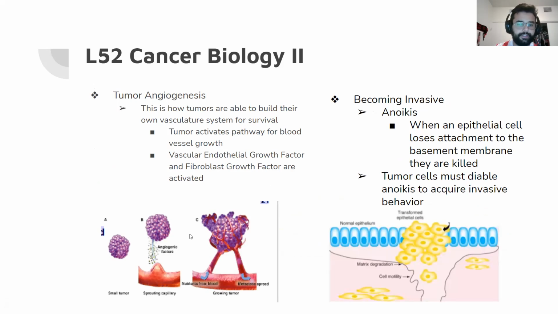How can it reach other tissues or break apart other tissues? Our epithelial cells have something called anoikis. Our epithelial cells have these attachments to the basement membranes, and anoikis is when our epithelial cells lose the attachment to the basement membranes and are killed. Tumor cells must be able to go through anoikis to acquire this invasive behavior. So they must be able to break apart from the epithelial cells that are attached to the basement membrane to acquire that invasive behavior.